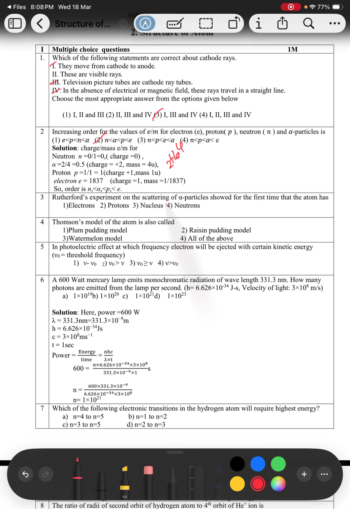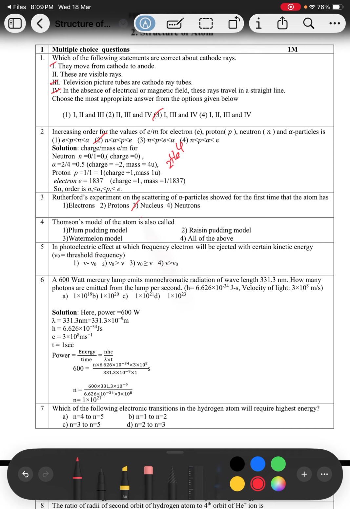Rutherford experiment on the scattering of alpha particles showed for the first time that the atom has a nucleus. Electron, proton, neutron, nucleus. So Rutherford was the first scientist. He discovered the nucleus when the alpha particles were scattered by the gold foil. Most of the alpha particles pass through the center of the atom. That means it is empty space. Rutherford named that the nucleus. So nucleus was first discovered by Rutherford.